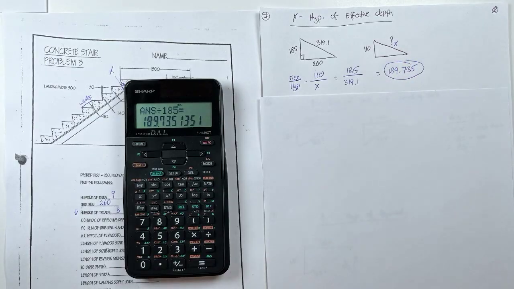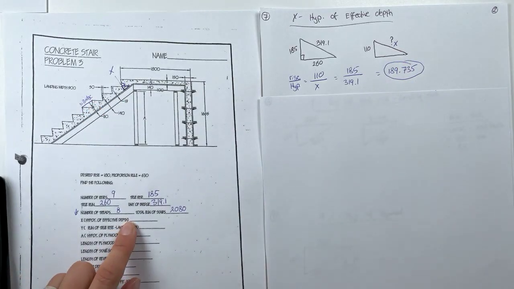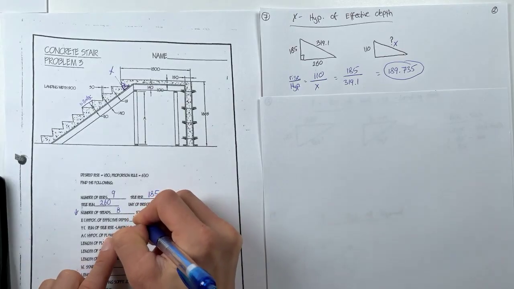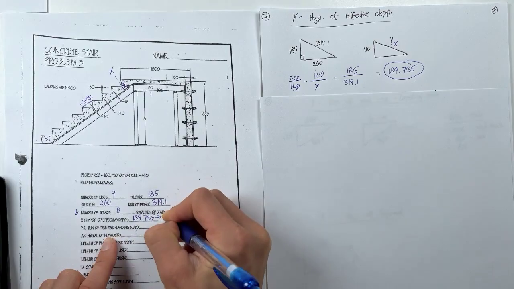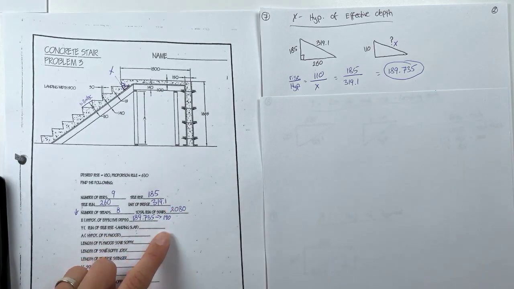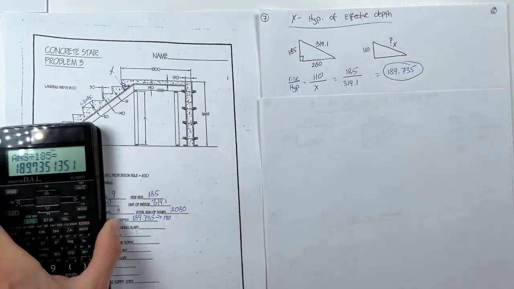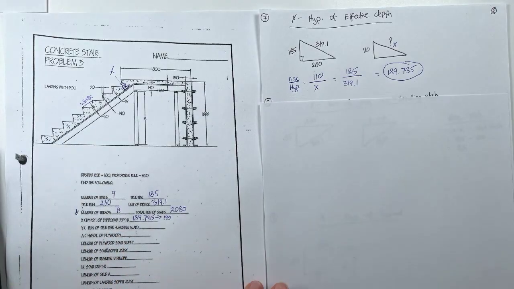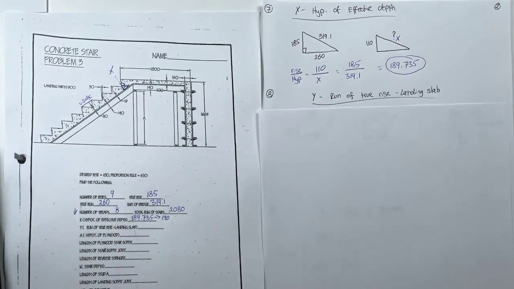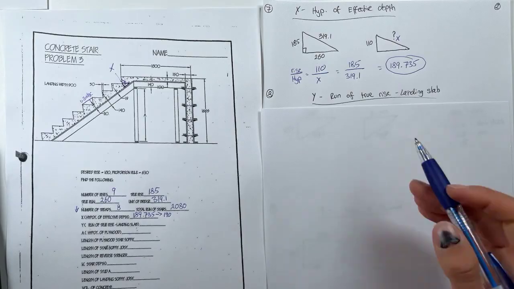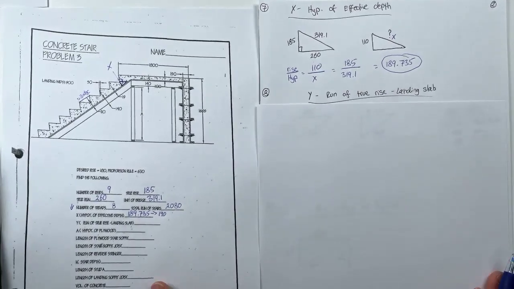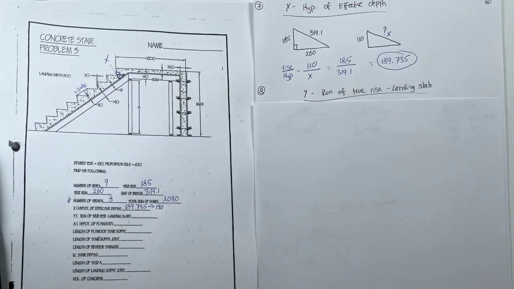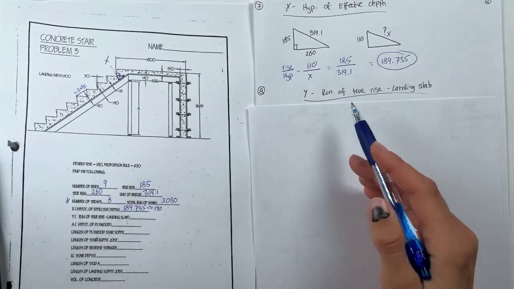Pop that in here, 189.735. And really, we could also call that 190. Okay. Y, the run of the true rise minus the landing slab. So the most difficult part of this question is to understand what the heck it is even asking.